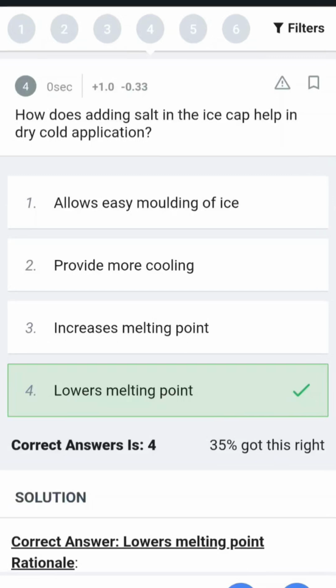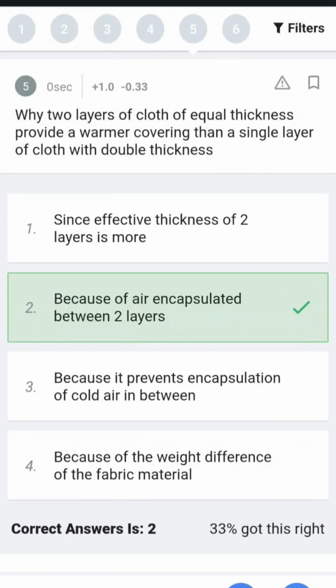Question number 4. How does adding salt in the ice cap help in dry cold application? Correct answer is lower melting point. Why do 2 layers of cloth of equal thickness provide a warmer covering than a single layer of cloth with double thickness? Correct answer is option 2, because of air encapsulated between 2 layers.